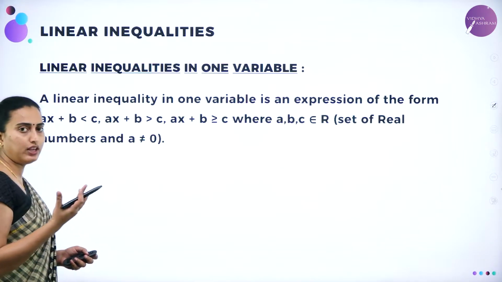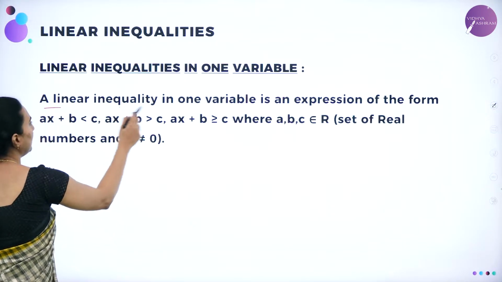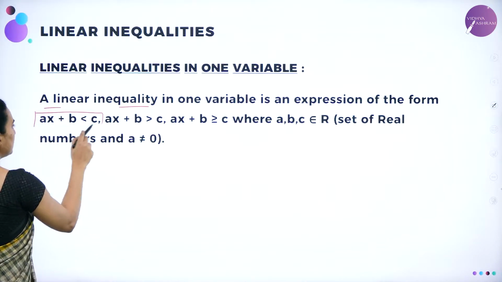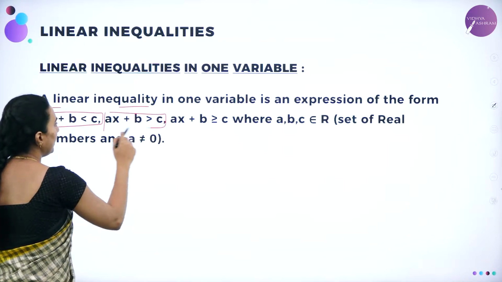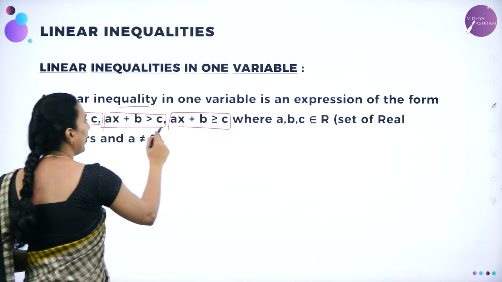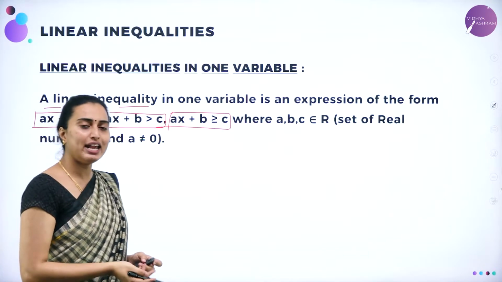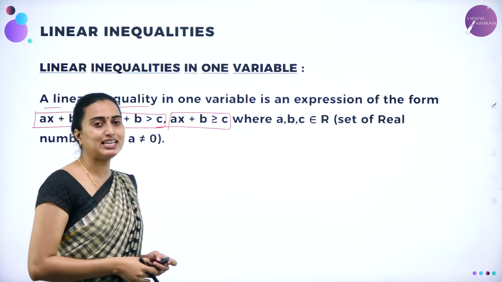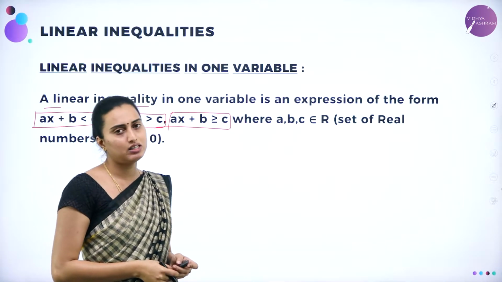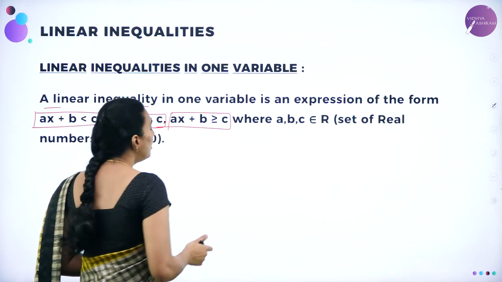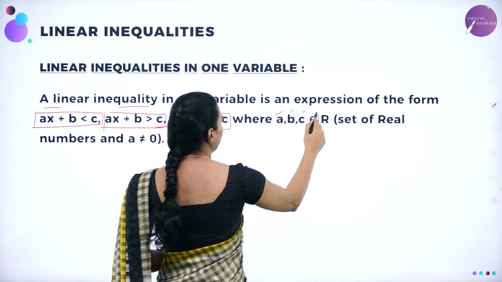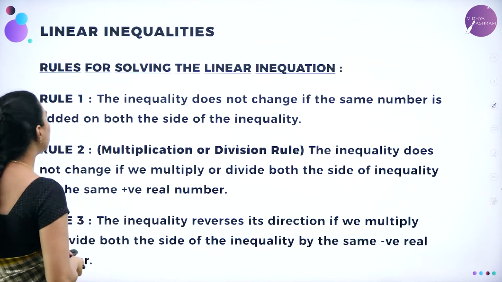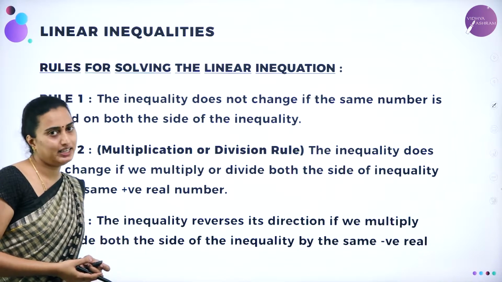We'll be moving on to the next, linear inequalities in one variable. As we now came to the examples here, they have taken linear inequalities in one variable as an expression of the form ax plus b lesser than c, ax plus b greater than c, ax plus b greater than or equal to c, ax plus b lesser than or equal to c, ax plus b lesser than 0. So that type of inequalities are going to be known as linear inequalities. Linear means it is in the form of ax plus b. Now here, a, b, c belong to the real numbers. Okay, set of real numbers you are going to take it as. Now we'll be moving on to the rules for solving the linear inequalities.